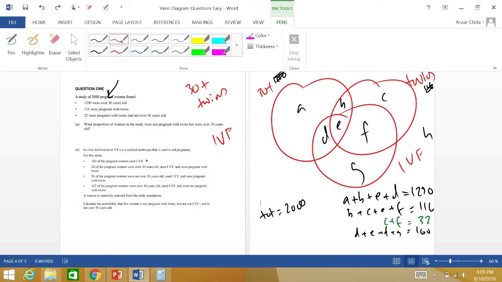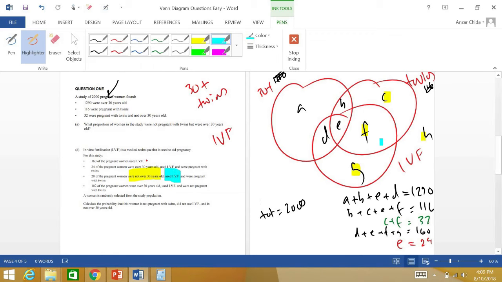So it's E over here. E equals 24, I believe we just did. Now, let's start with this one: 20 who are not over 30. Now, when they say not over 30, the ones outside the circle are in play.